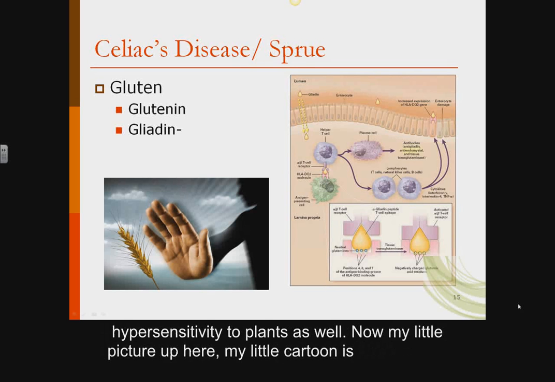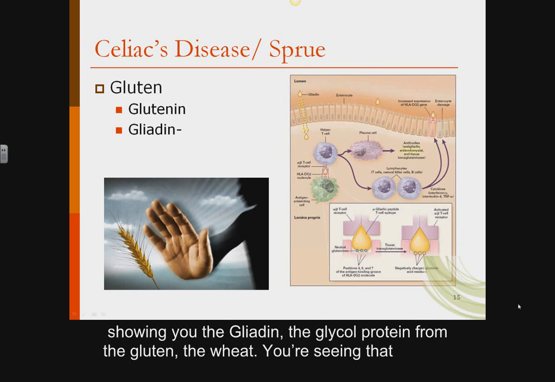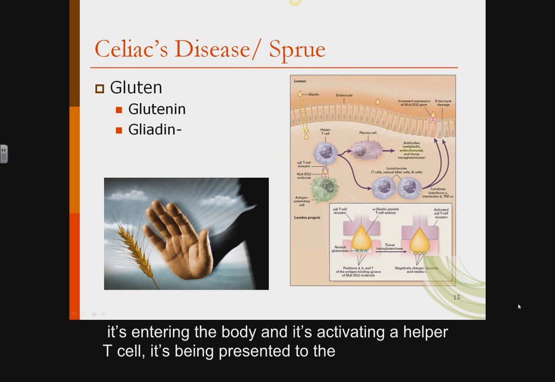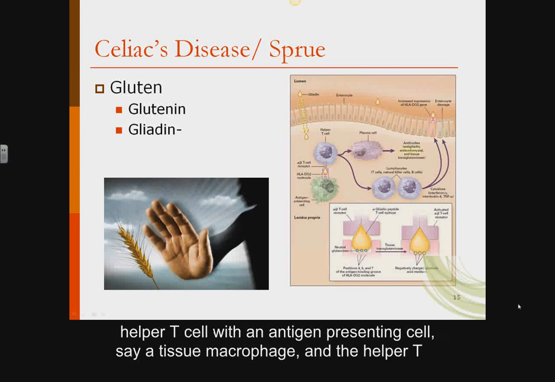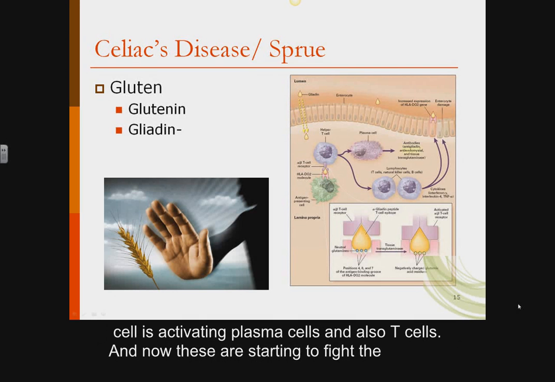Now, my little cartoon up here is showing you gliadin, the glycoprotein from gluten, which is found in wheat. You're seeing that it's entering the body and activating a helper T cell. It's being presented to the helper T cell by an antigen-presenting cell, say a tissue macrophage, and the helper T cell is activating plasma cells and also T cells. And now these are starting to fight the enterocytes.